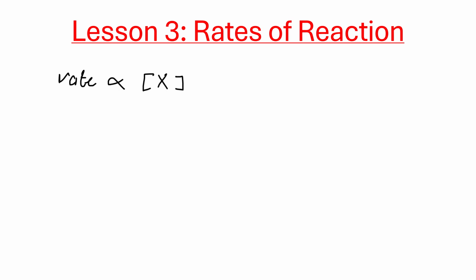Each concentration also has an order of reaction. The order of reaction is basically the power that the reactant is raised to. This could be 0, 1, 2, and so on. The order of reaction influences how much a change in the concentration of the reactant changes the rate of the reaction.